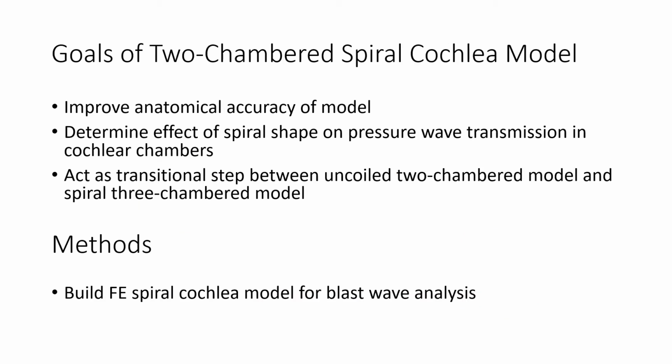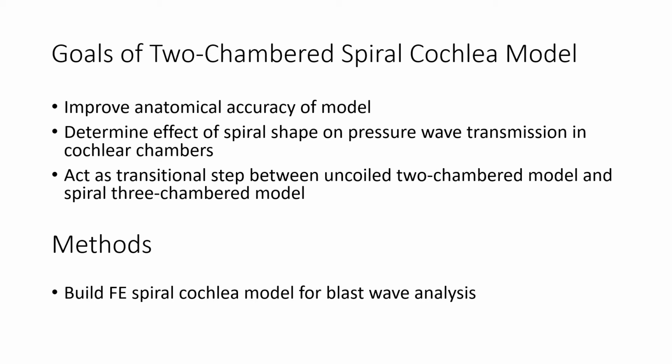The two-chambered spiral cochlea model aims to improve the straight cochlea model. It has three primary goals. First, this model will change the cochlea to a more anatomically accurate spiral shape, as the human cochlea is a spiral with 2.5 turns. We also want to see if the spiral shape affects the pressure fluctuations in the cochlea and in turn the vibration of the basilar membrane.